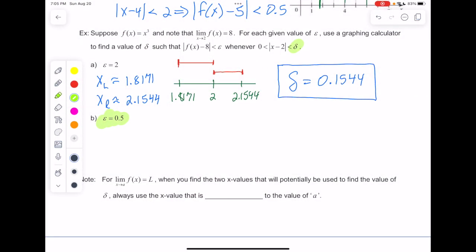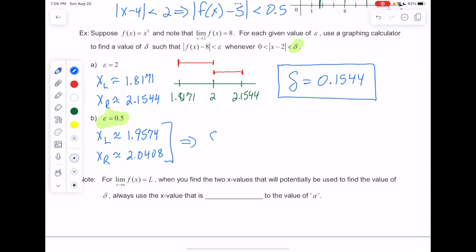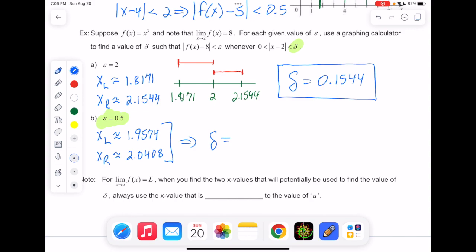So back to the notes. Looks like the x on the left that we'd want to use is approximately 1.9574. And the x on the right that we would want to use is 2.0408. Then we have that same idea of, well, which one of those creates the smaller distance. So we go to the calculator and we do the subtraction, and whichever one is smaller, that's what we're going to pick for our delta. So let's go see what that would be.